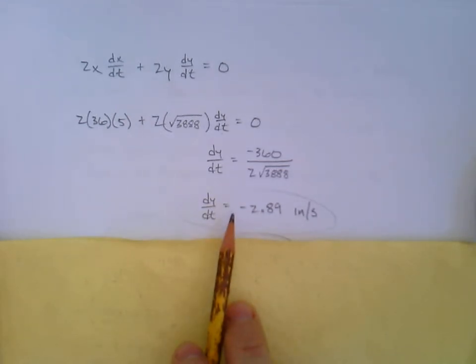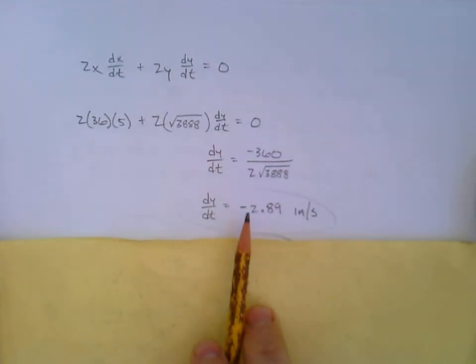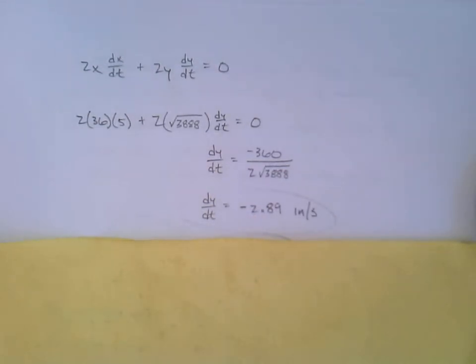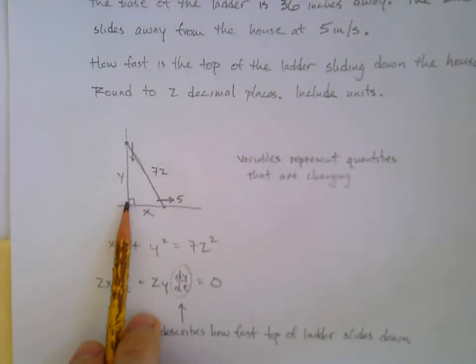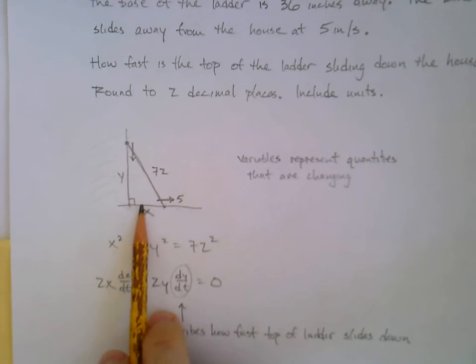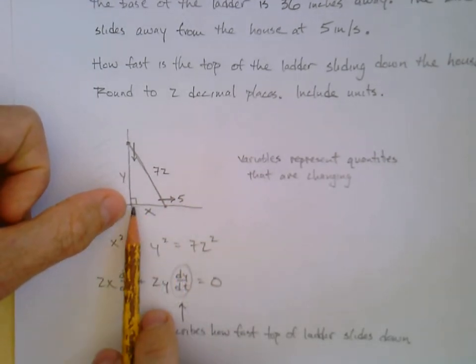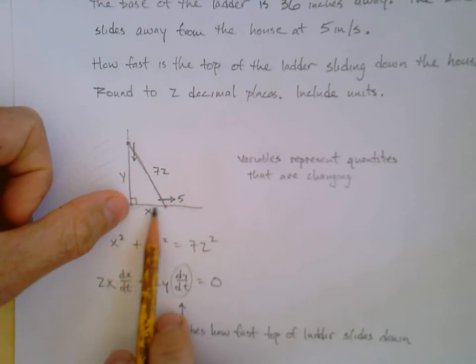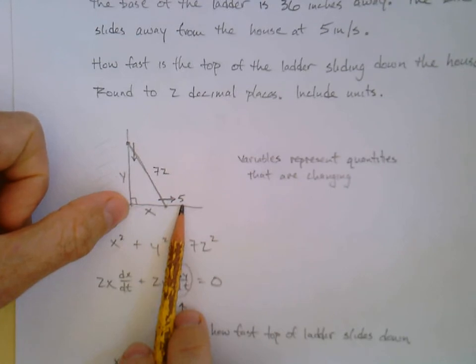Also, just the fact that it's negative. Let's really make sense of that. We got a negative answer here. What's up with that? So if I go back to the drawing, it makes all the sense in the world that it should be negative. Look at x. X slides away. So as the ladder slides away, the value of x gets bigger. X is increasing as the ladder slides away.